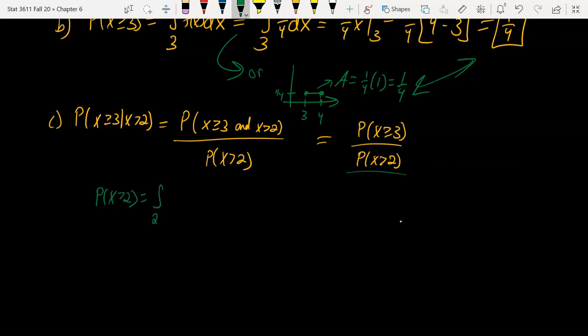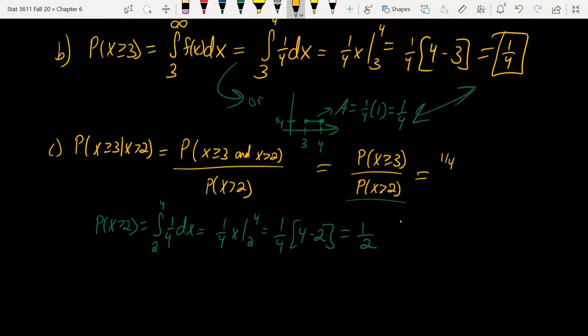So we would integrate from 2 to 4, 1/4 dx. So this is 1/4 x evaluated from 2 to 4. So this is 1/4 times (4 minus 2), and so that's a half. So the probability that x is greater than or equal to 3, we know, is a quarter. And then the probability that x is greater than 2 is a half. A quarter divided by a half is equal to a half. Okay, so we have that.